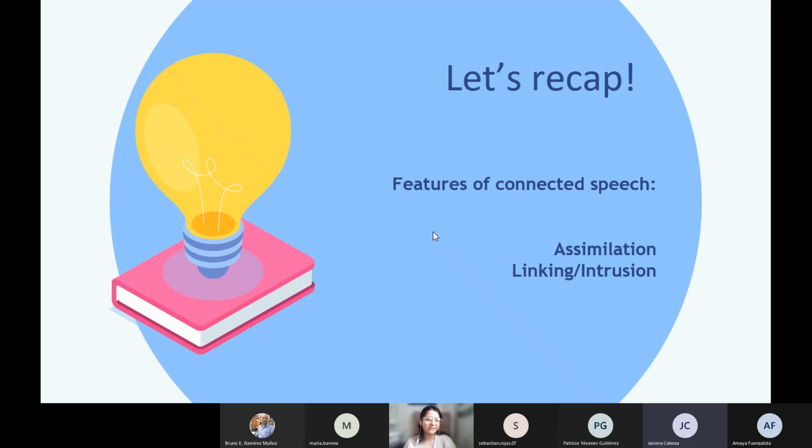When we talk about linking and intrusion, it's about linking sounds together. We don't modify them, we include another sound. Whereas in assimilation, we have a change in sounds, in phonemes, from one phoneme to the other, or a fusion between two phonemes. So do you have any questions? Is the concept of intrusive R more clear now?